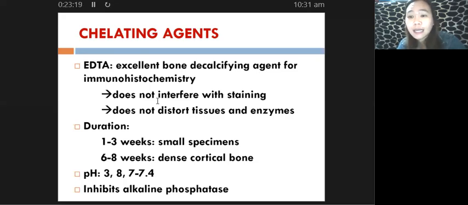Because Versine is the only one we use in histopath. Okay, it's only the sodium salt that we utilize in histopath. Okay, so that's why the correct answer is Versine.